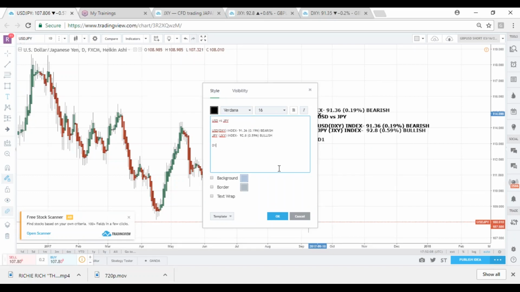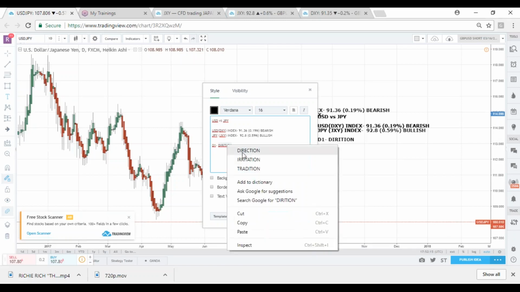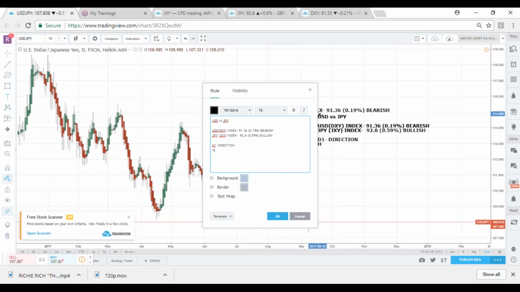So now what we'll do is start our setup. The D1 lets us know the direction again. The H4 tells us momentum. The H1 is where we find our take profit and stop loss. Everybody should be taking notes. The M15 is letting us know where our entries are.